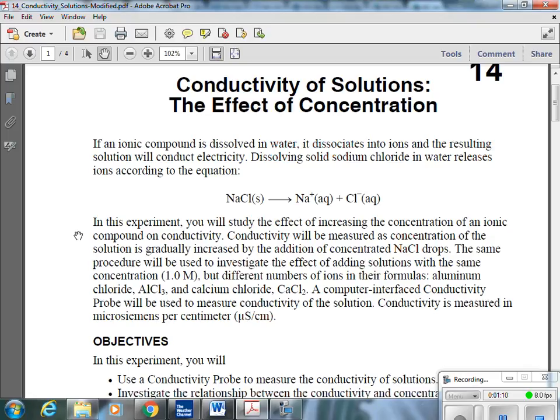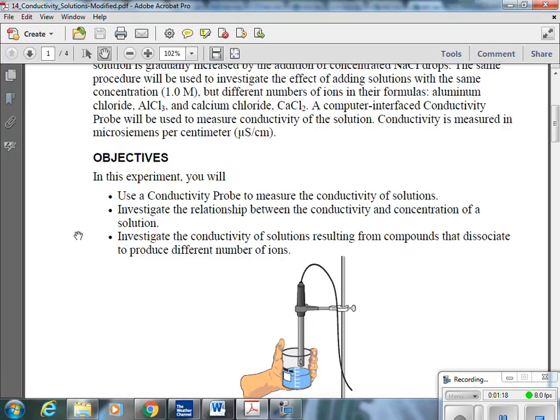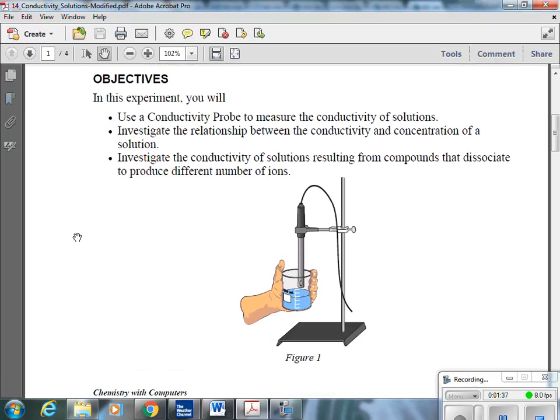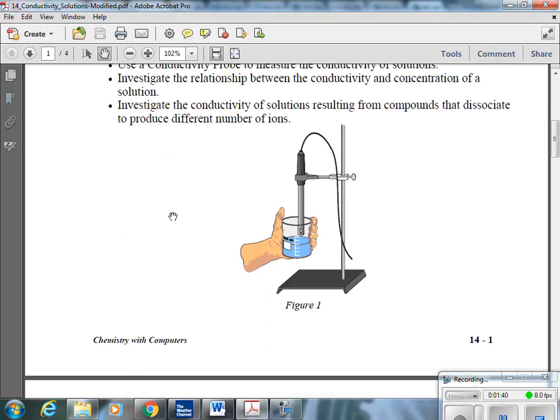The computer interface conductivity probe will be used to measure the conductivity. In this experiment, you will use a conductivity probe to measure the conductivity of solutions, investigate the relationship between the conductivity and concentration of a solution, and investigate the conductivity of solutions resulting from compounds that dissociate to produce different numbers of ions.